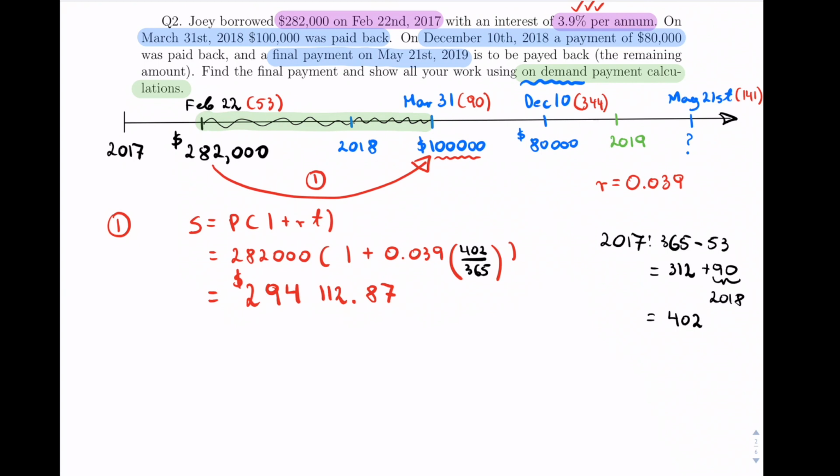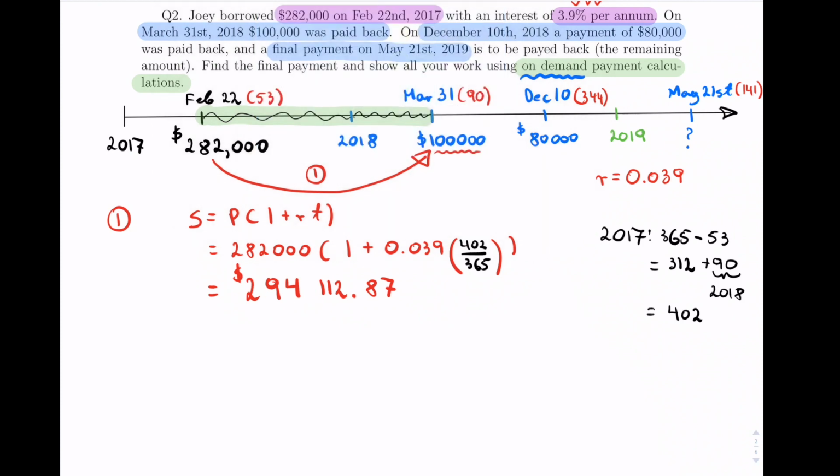Okay, now we're going to pay off 100,000 of this amount. Well, if you subtract, we're going to get 194,112.87. So our debt has decreased. Okay, so now this is how much we owe.